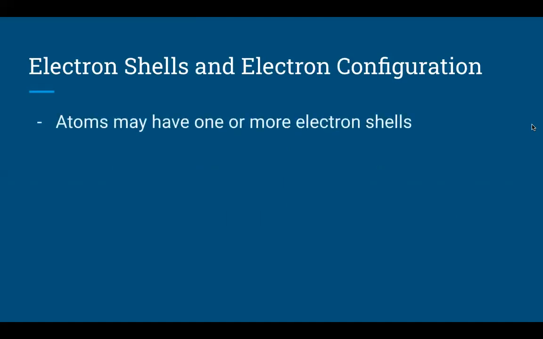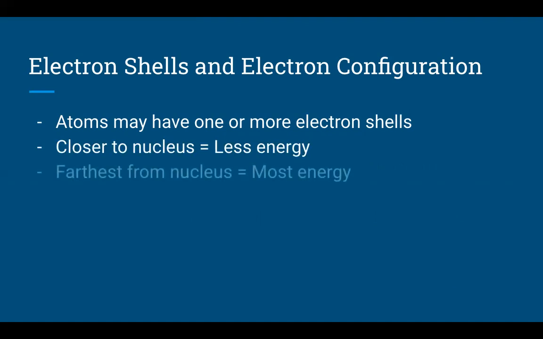Atoms may have one or more electron shells. The closer the shell is to the nucleus, the less energy that the shell has. And of course, the further away from the nucleus, the more energy. The furthest one would have the most energy, and that just has to do with proximity. It takes less energy to make a small circle than it does to make the big circle.